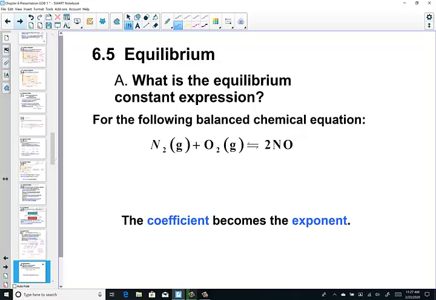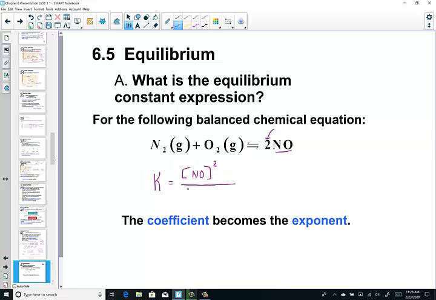Coefficients become the exponents in the equilibrium expression. Shall we try one for real instead of just generic letters? Here's a balanced equation where I see the elemental form of nitrogen, N2, reacting with the elemental form of oxygen, O2, and it's forming 2 molecules of NO. What does the equilibrium expression look like? Well, I would know that it's products over reactants, where the brackets stand for concentration units. Inside the first bracket is the product, NO. And the power with which you raise that would be its coefficient, and it becomes squared.